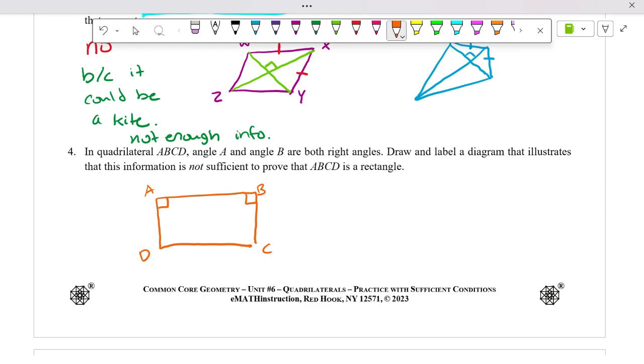Who wants to draw? See if they can do it. Dominic, go for it. Just don't hit the button. There you go. Good. That's a trapezoid.